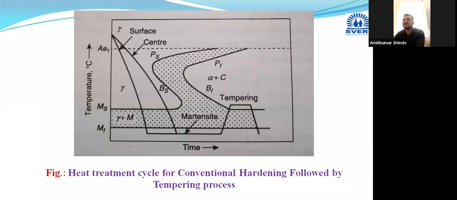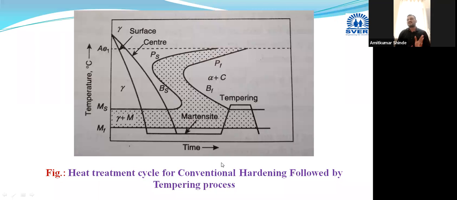The first type of hardening is conventional hardening. As you can see clearly in this diagram I have indicated here, this is the simple diagram. This is a TTT diagram or IT diagram. You can draw this line continuously also. This is the hardening, the conventional hardening method.